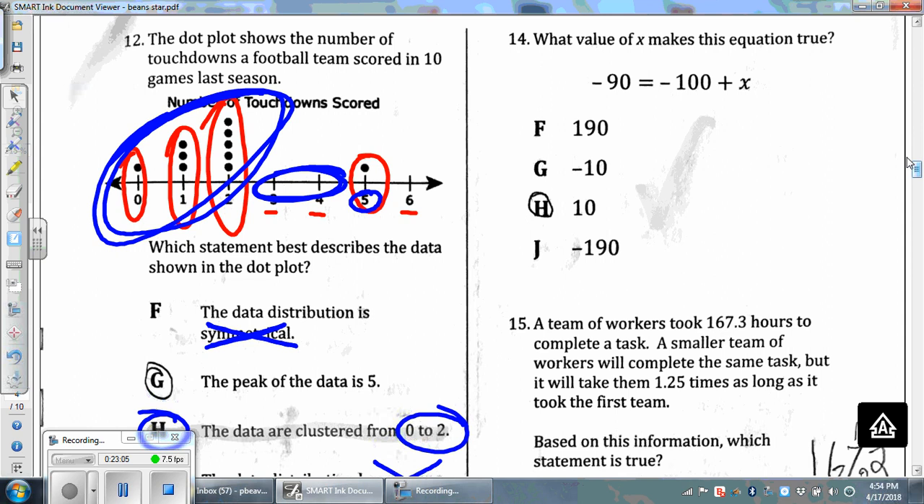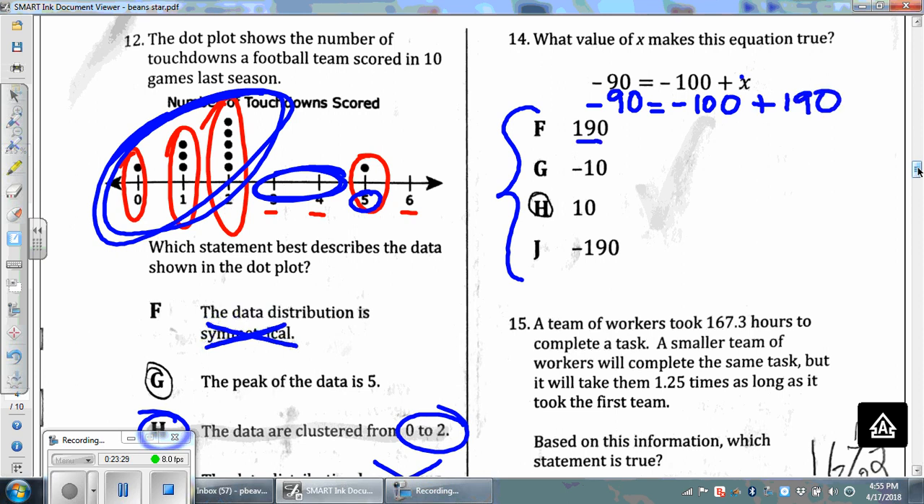What value of X makes this equation true? So you got that one right. Sometimes it's okay to use this technique called back substitution. If you were to substitute, for example, a number that is incorrect, I'm going to pick the first one just to show you how it will look.